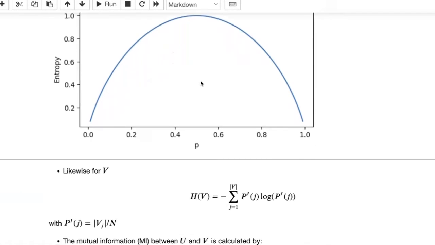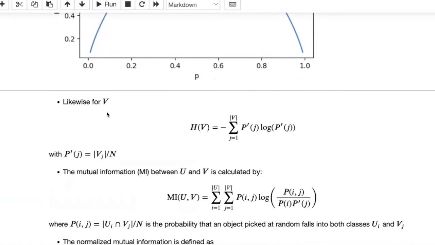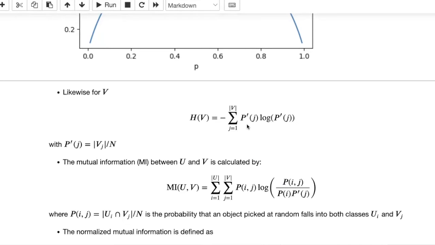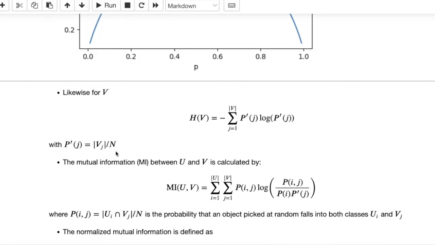So now you know entropy, you can also define entropy for the other assignment vector that you have, which we call V. The formula is exactly the same as we had before, except that now we apply it to the assignment vector V, and it is negative sum of probabilities times log of probabilities. Also, we know that the base of this logarithm is 2. And very similarly, this P prime is the probability that an object from the assignment vector V falls into V_j. And that's why we have this division by the total number of data points.